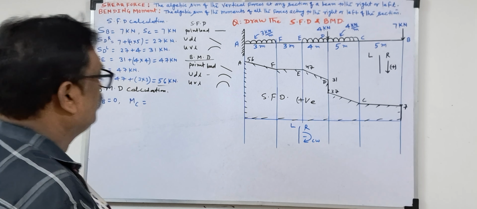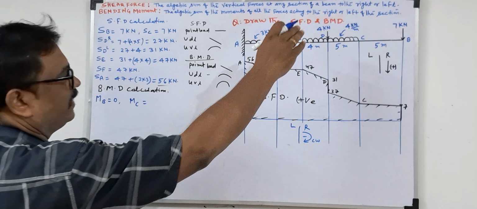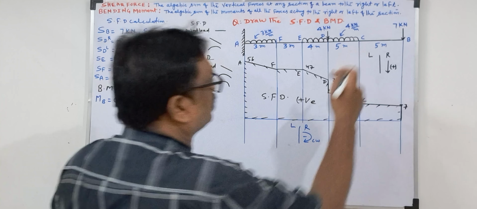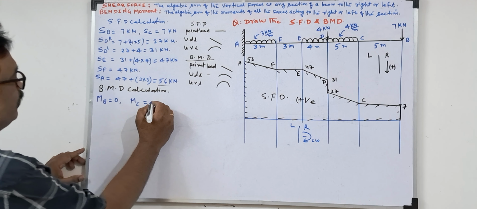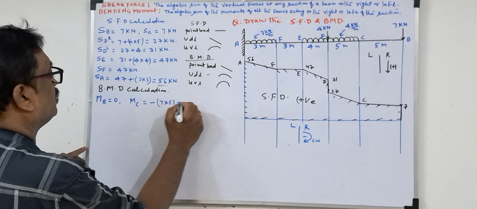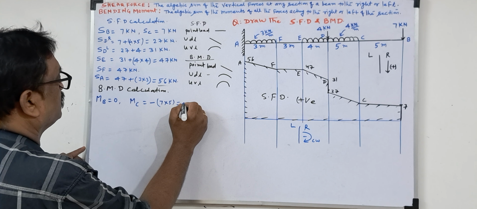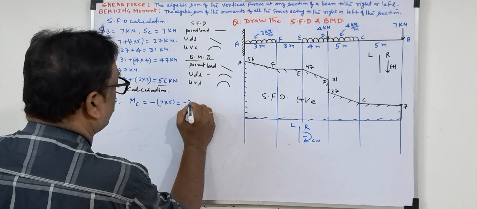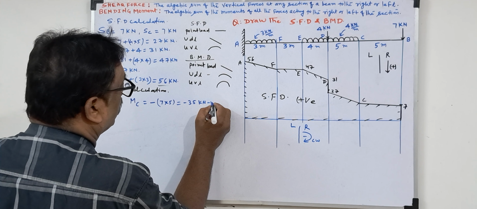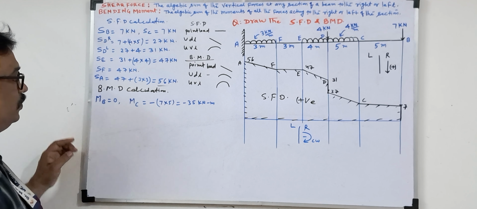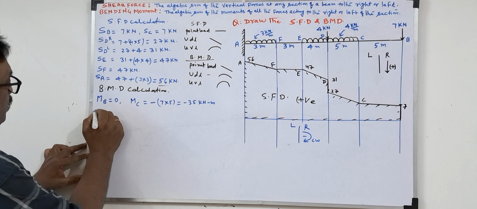Now clockwise, because we are taking the right side. 7 at point C, 7 into 5, force into perpendicular distance. What is clockwise? Clockwise is negative. So negative 7 into 5, 35, minus 35 kilonewton meter, because 7 kilonewton, this is 5 meter. So kilonewton meter is the unit.